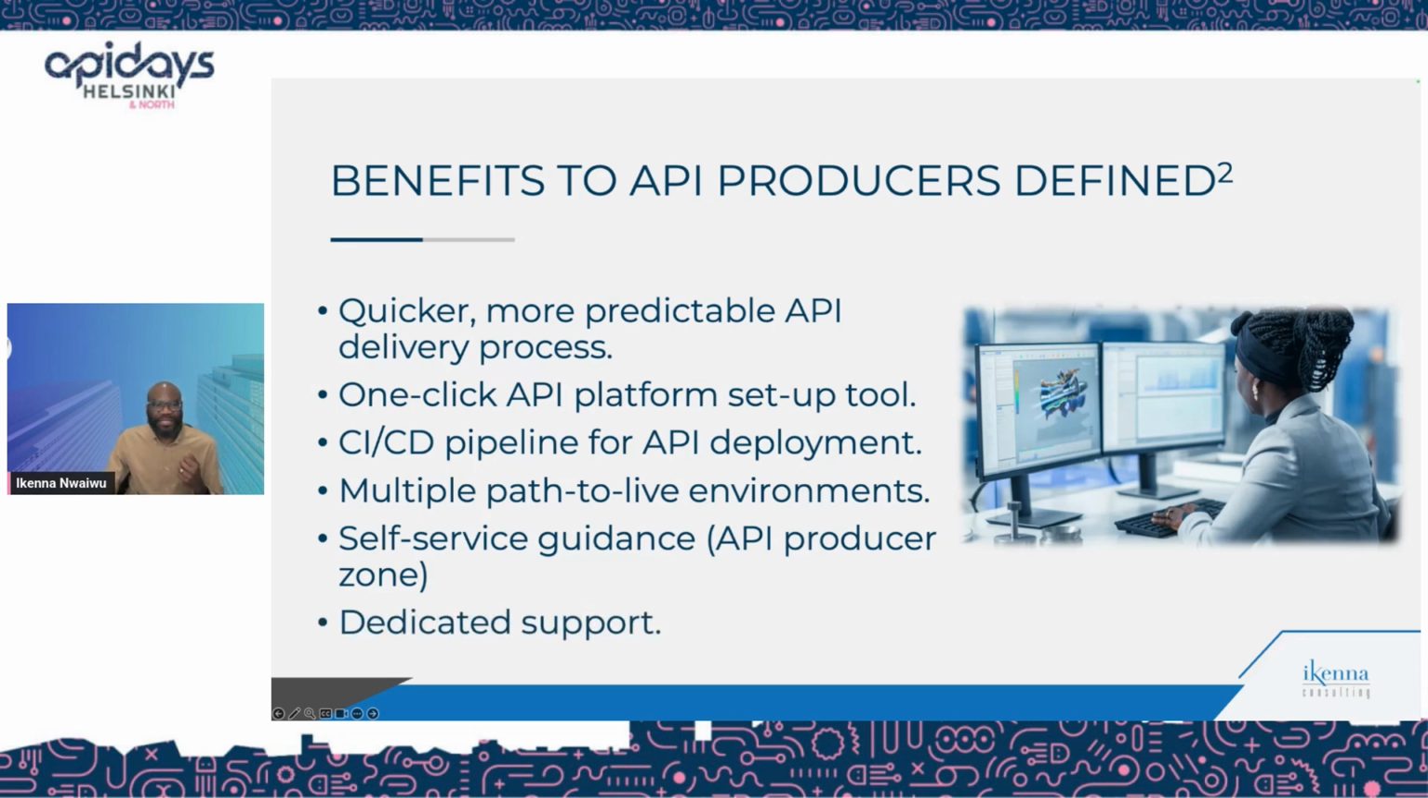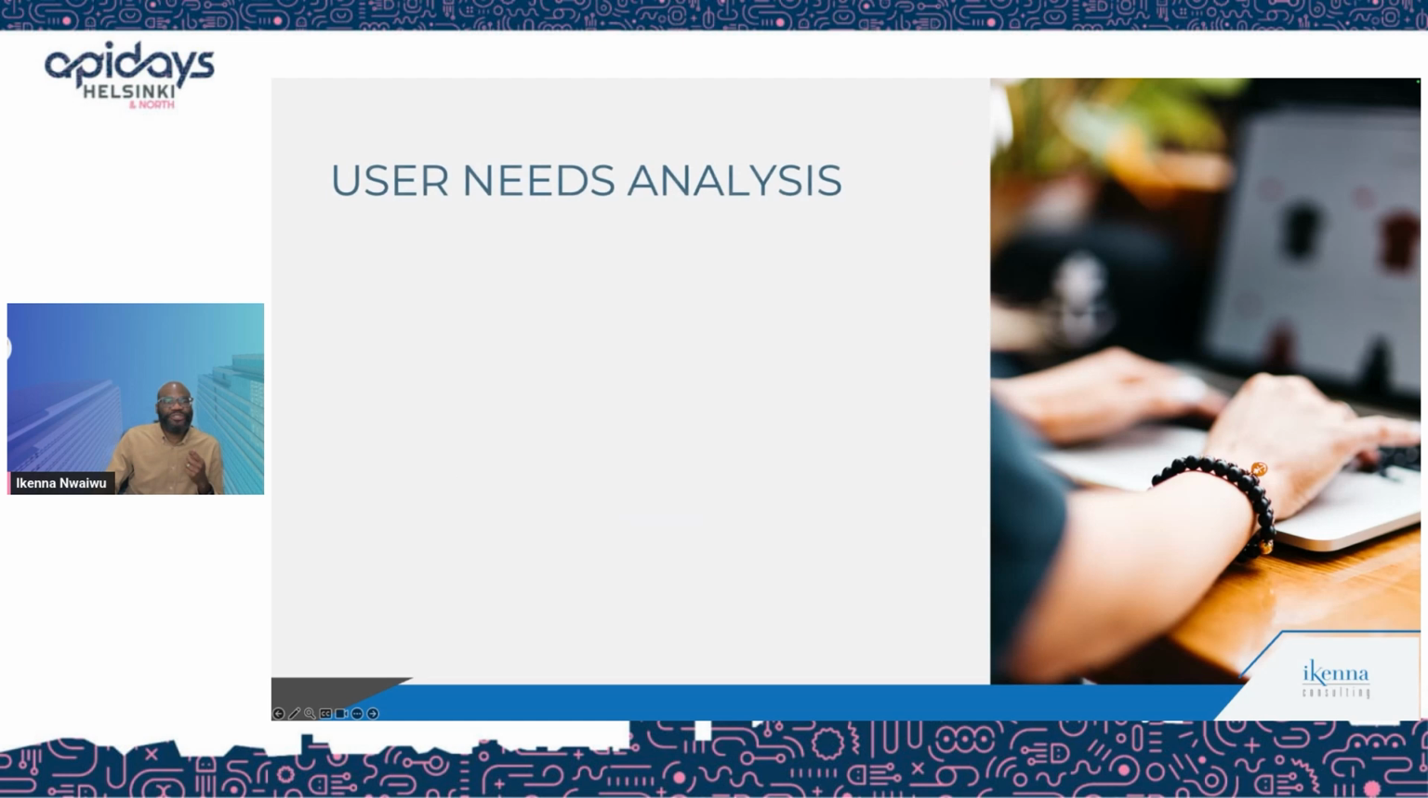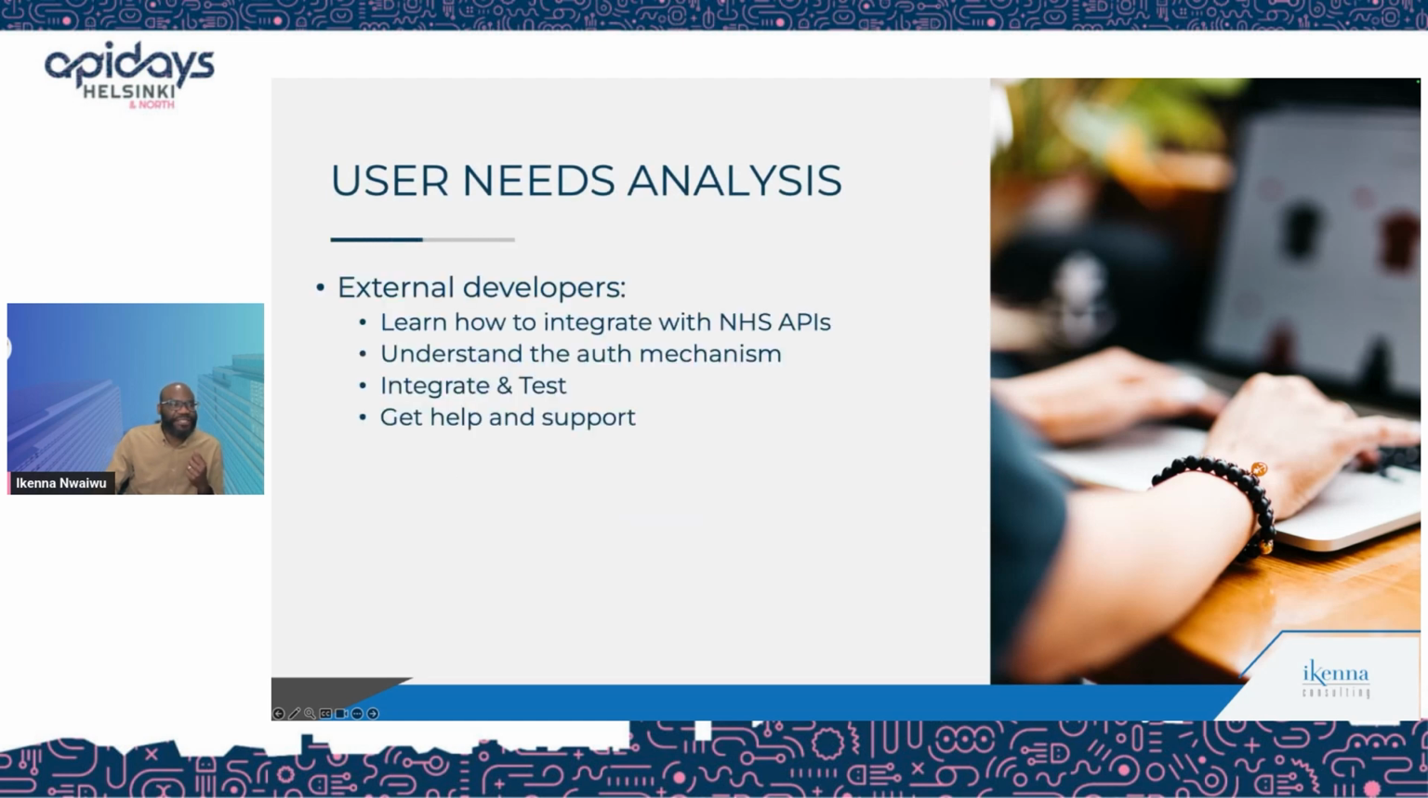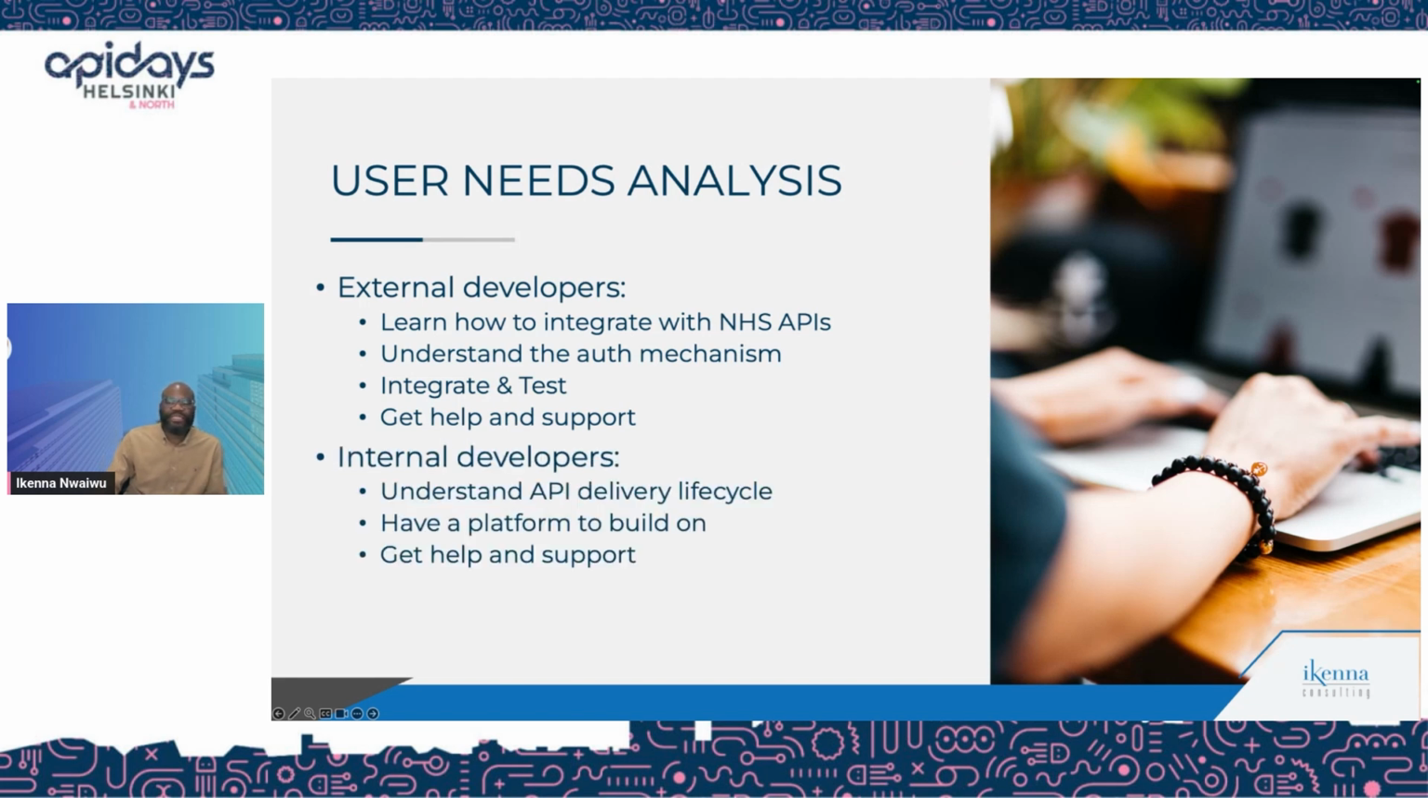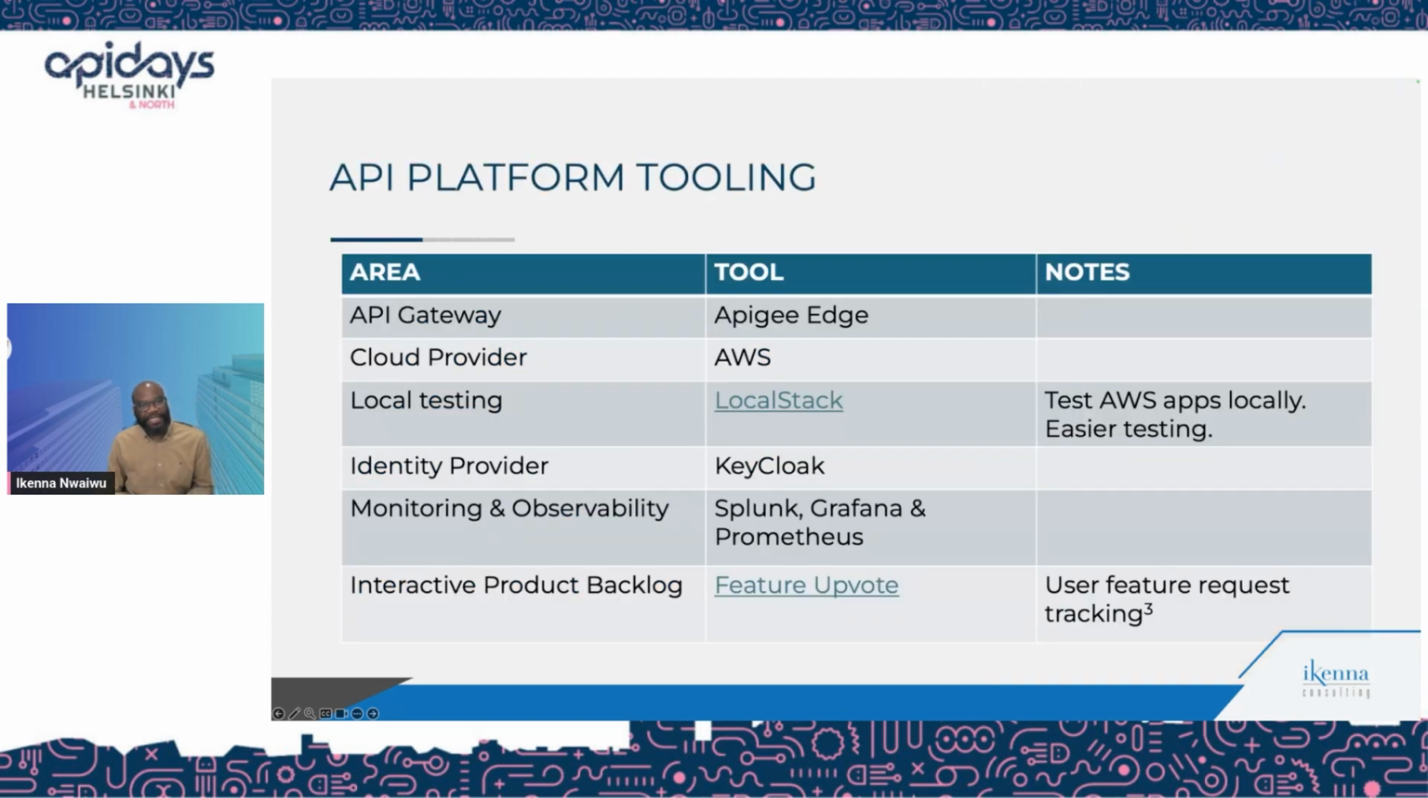And the way they came up with defining these benefits was they did a user need analysis. So they took time to define the user needs for external developers who wanted to integrate with the APIs, but also the internal developers who need to build the APIs. And they defined, for example, the tooling that was required, and they went on to implement it. So they defined their API gateway, and what cloud provider they would build both their pipelines and other services on.